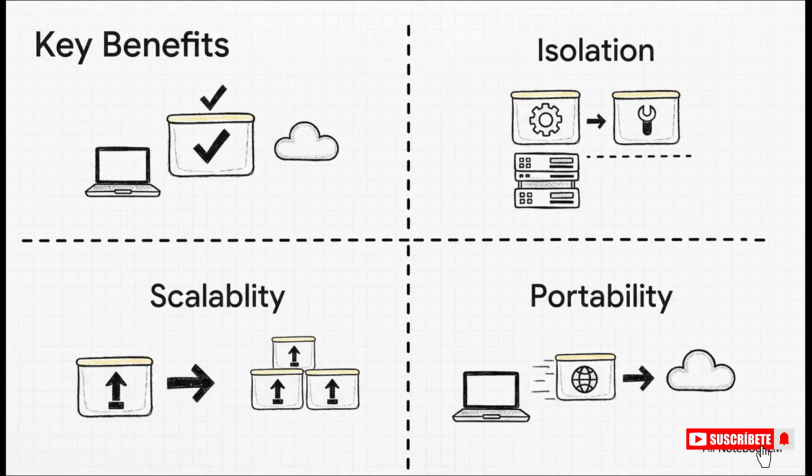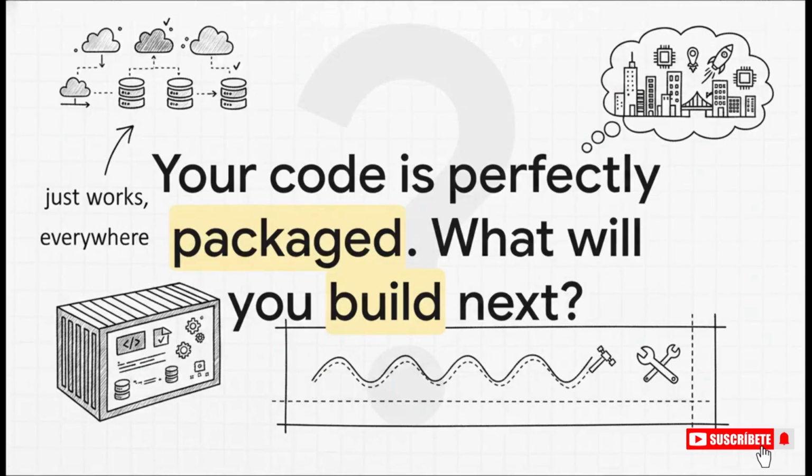It makes scalability a breeze. Your website's getting a ton of traffic? No problem. Just launch a few more identical containers. And finally, you get true portability. If it runs in a container on your laptop, you can be confident it's going to run the exact same way in the cloud. So at the end of the day, Docker takes your code and everything it needs to survive, bundles it all up into this neat, tidy, standardized box that just works anywhere. It frees you up from all those frustrating environment headaches so you can focus on the thing that really matters, building amazing things. So the only question left is, now that your code can run anywhere, what are you going to build next?